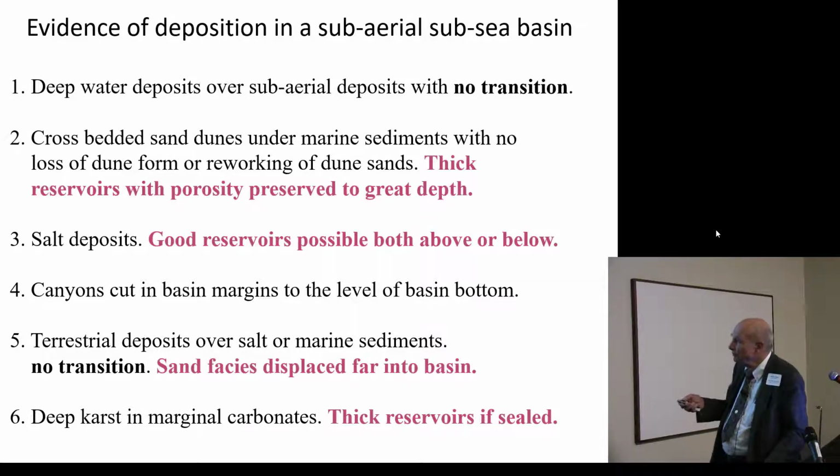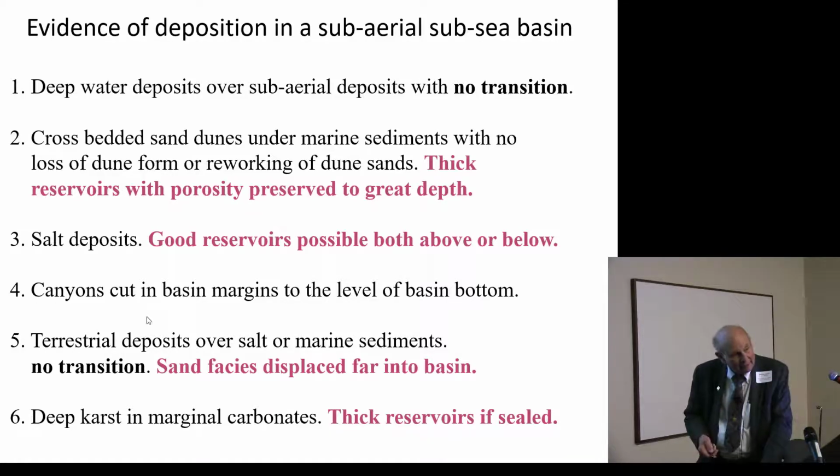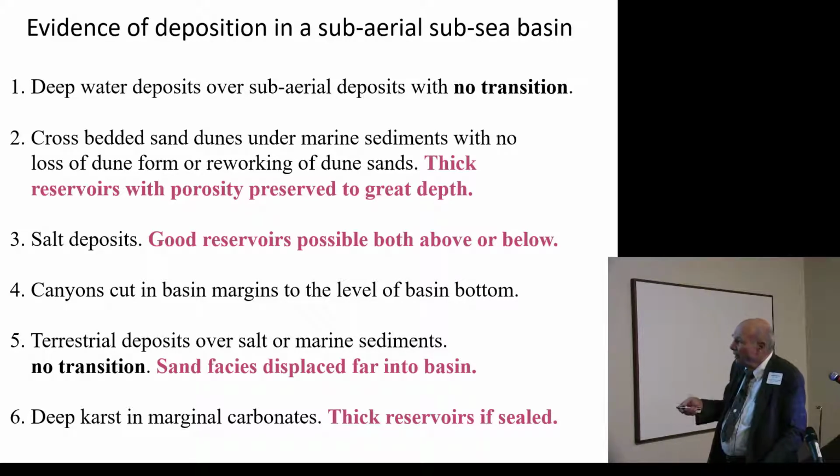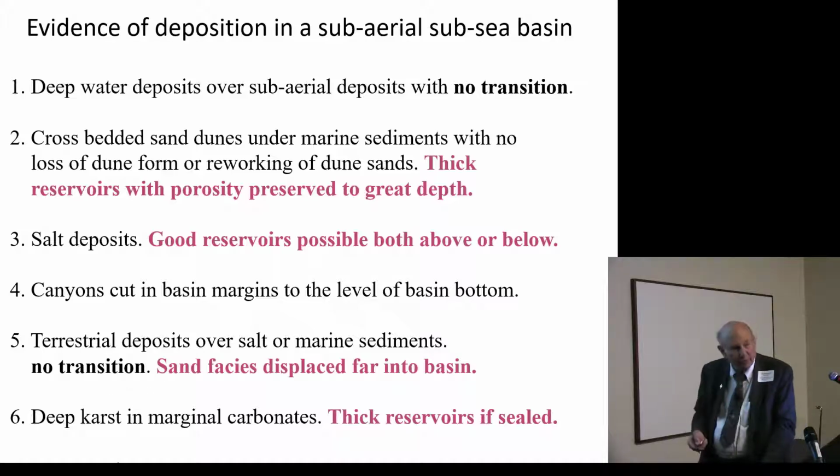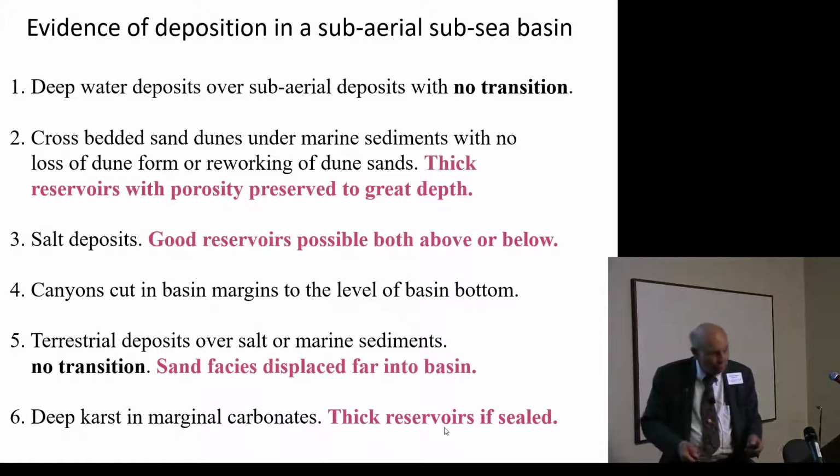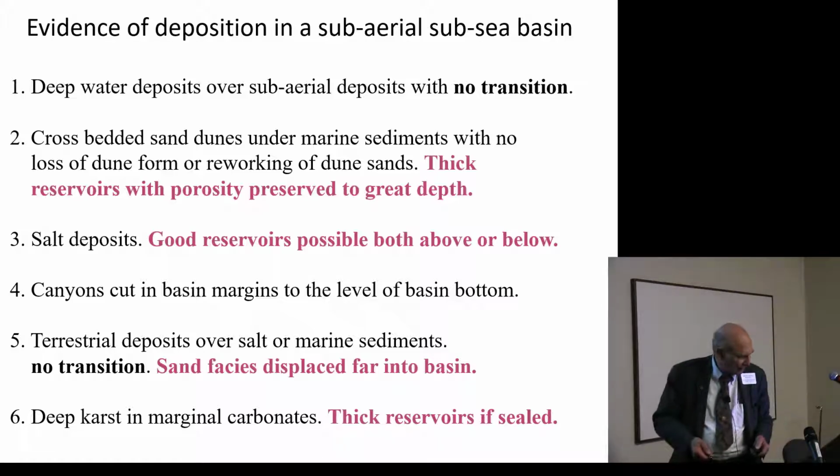one under the salt and one above. And so one of the evidences that the place dried up is you have canyons along the side of the basin which are graded to the bottom of the basin. So when the water dried up and the salt was deposited, the water in the canyons had to get down there and cut down to the base level. Terrestrial deposits sometimes are over the salt or marine sediments with no transition. Sand facies then are displaced far into the basin. Deep karst and marginal carbonates, and you'll watch for this in some of these examples. So let's move to the examples.